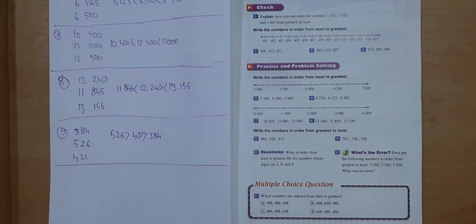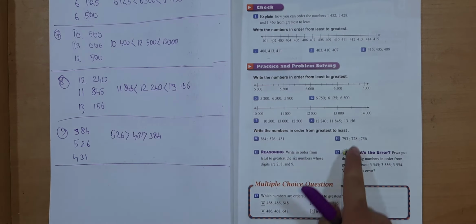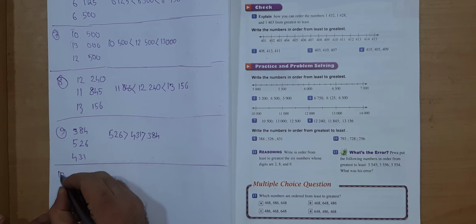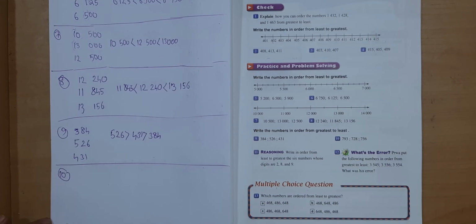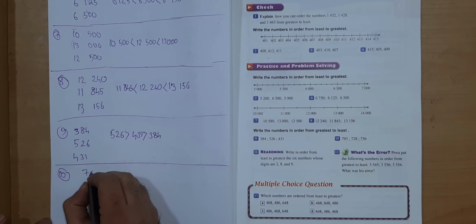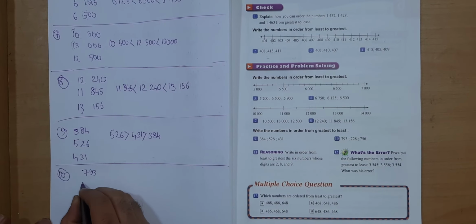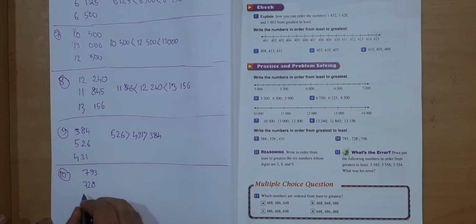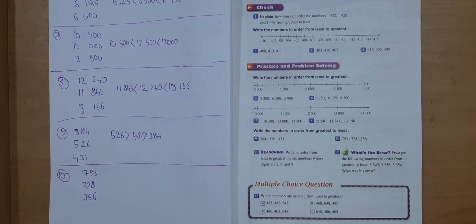Very good. Now let's do exercise number 10. We're going to order these numbers from the greatest to the least, okay? We have 793, and then we have 728, and then we have 756, okay? As I've told you before, in order to know which number is the greatest and which one is the least, we have to compare the first digits to the left. Okay, in this case, it's the 100 spot.